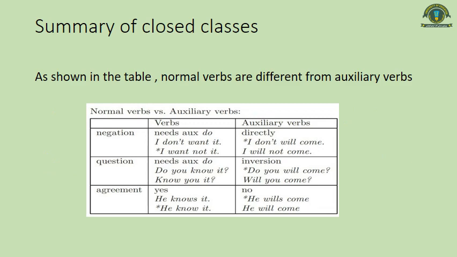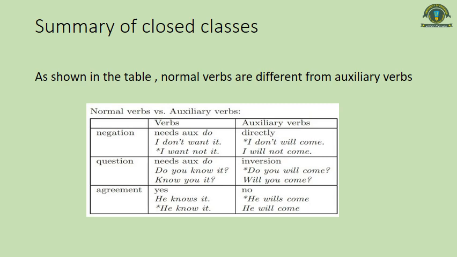As shown in the table, normal verbs are different from auxiliary verbs. How? Because for negation, verbs need auxiliary do. I don't want it. We cannot say I want not it, because it would be ungrammatical. With an auxiliary verb, we cannot say, for example, I don't will come. We will say I will not come.